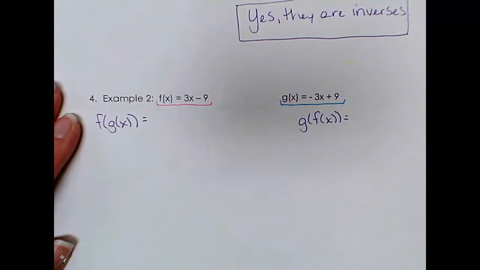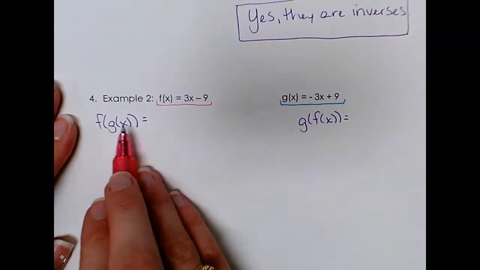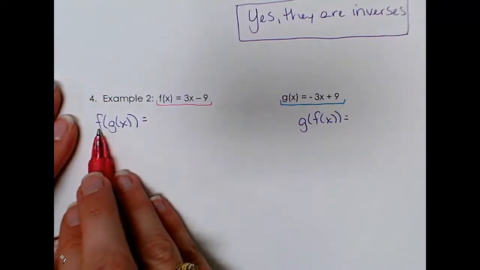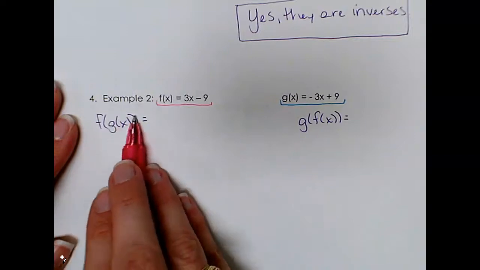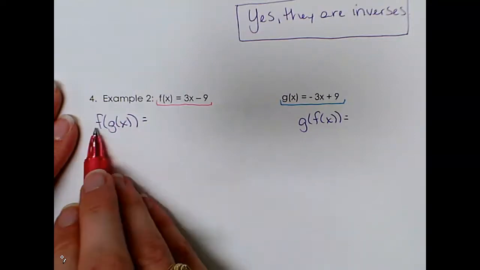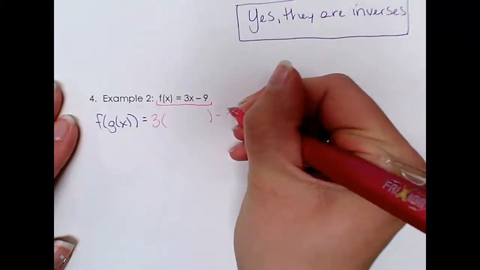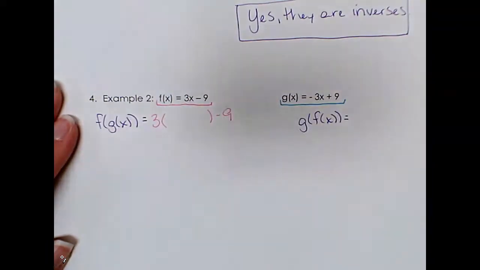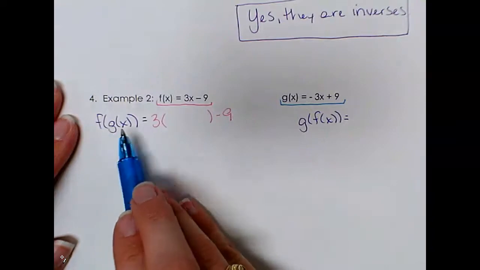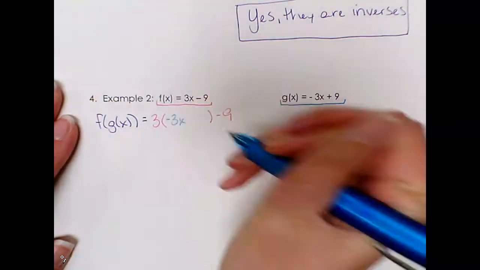So I'm going to help you out at the beginning, and then I'm going to see if you can do the other one. So f of g of x means I write the f function, but instead of writing x, I write a big set of parentheses so I can put the g function in there. So the f function is 3 times x minus 9, and the g of x function that goes in here is negative 3x plus 9.